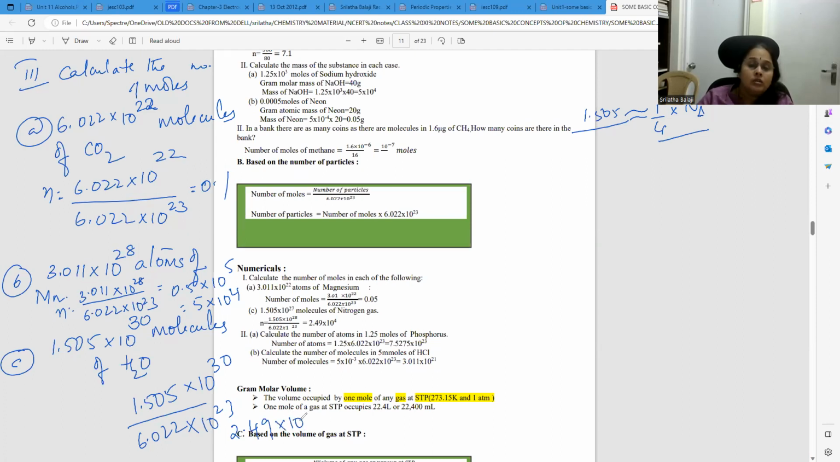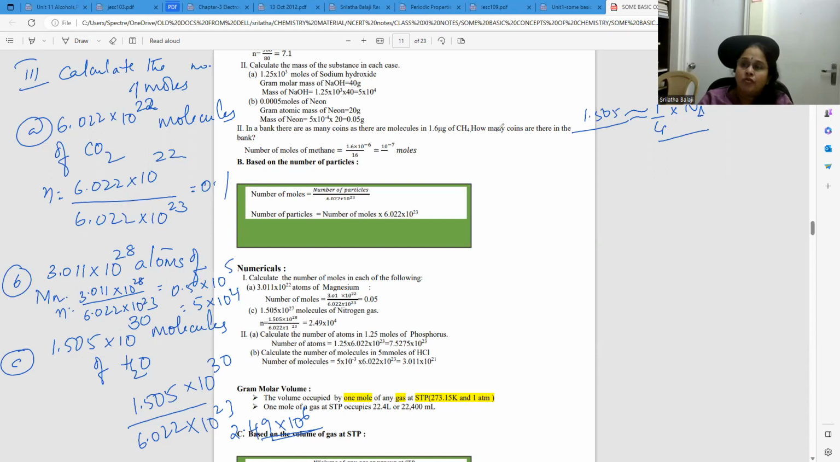Into 10 to the power of 6, this is correct. 10 power 6. Absolutely right. So you would have got 0.249 into 10 power 7. Am I right? Yes, ma'am. Is that right, students? And then when you rearrange it in scientific notation, you will get this as 2.49 into 10 power 6. Is that clear? Yes, ma'am.